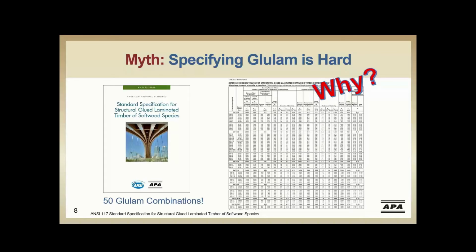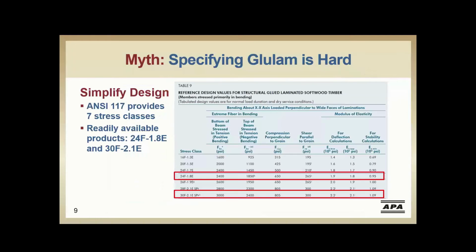So why else do we think it's hard? If we look at that ANSI 117, and I don't expect you to read this table on the right, we'll see that there are 50 different combinations. And that's, I think, why people see this as very intimidating. It's like that big steel table. There's just so many choices. So what we try and do is simplify this a bit.